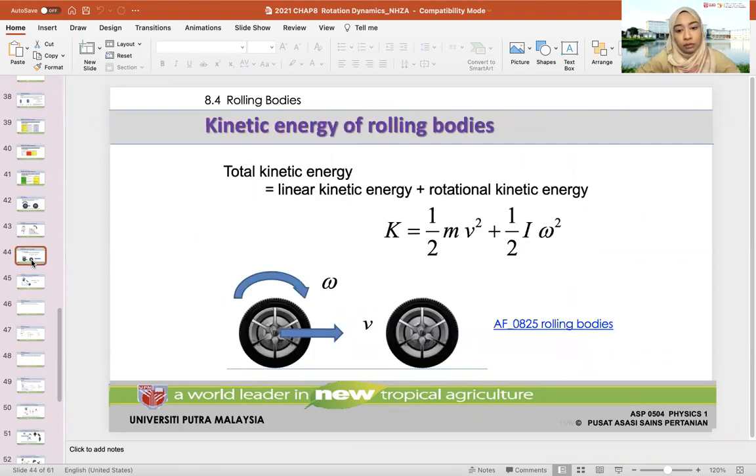And we know that rolling bodies means that it has the translational motion, which is moving forward or backwards, no matter the XYZ direction. And it also has rotational motion, which means that the kinetic energy is not just linear kinetic energy, we also have rotational kinetic energy. So your kinetic energy is now 1 over 2 mv squared plus 1 over 2 I omega squared.